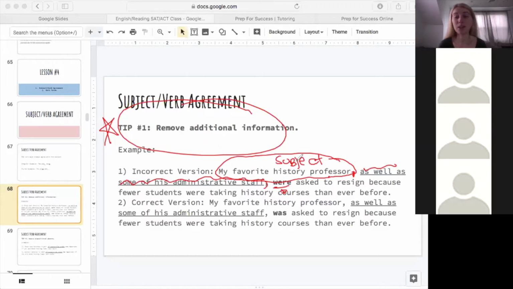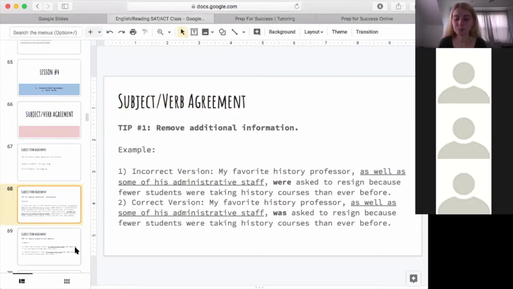Awesome, great job. So now that's singular, even though initially it might have looked plural. So we need to change the were, which is plural, to was, which is now singular. So notice that's why this first one says incorrect and this second one says correct, because now we're pairing singular with singular, which is correct. So that's our first thing, is just removing the additional information.